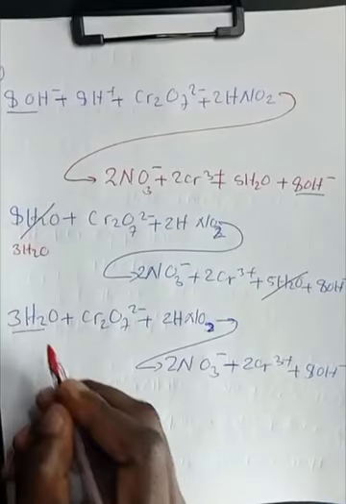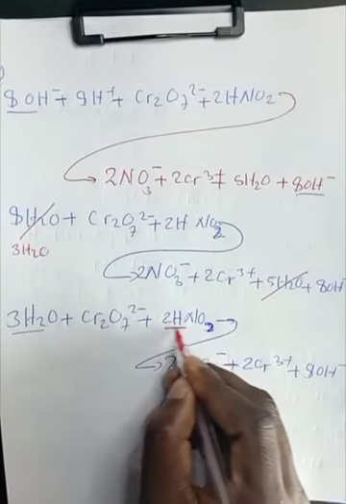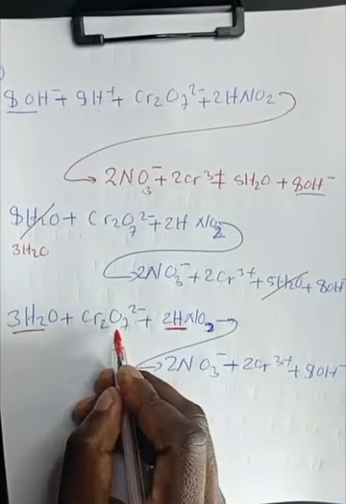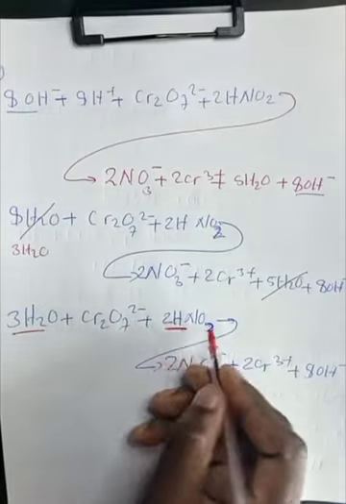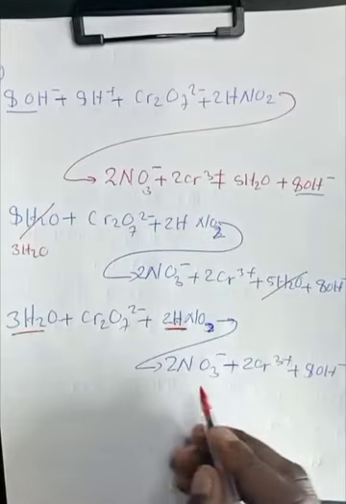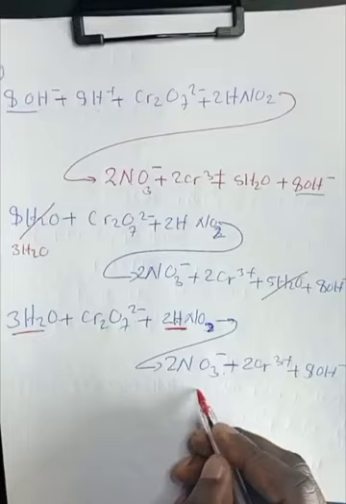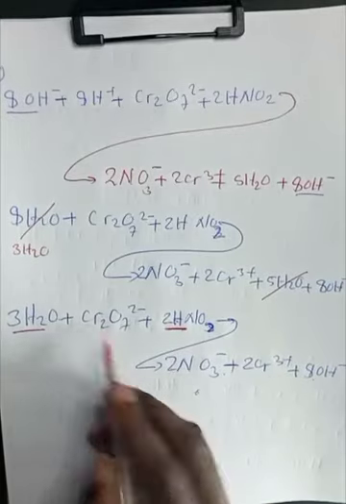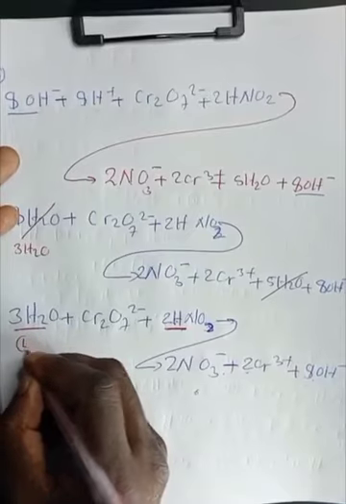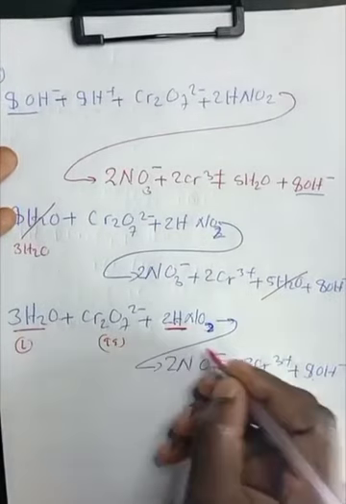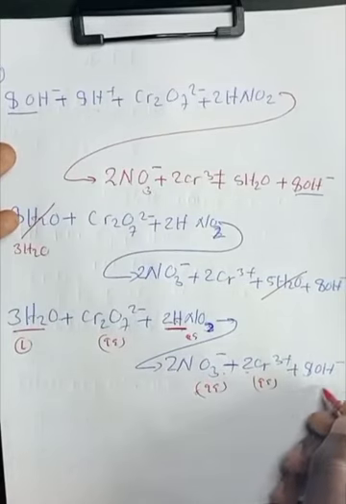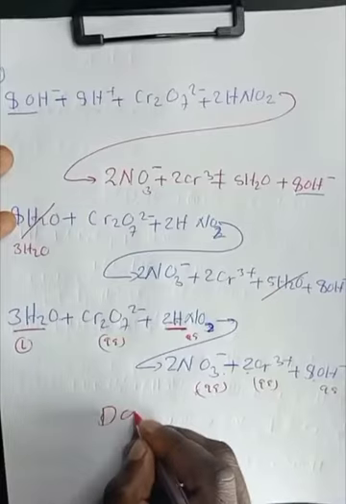So we check, we have 3 hydrogen here plus 2. We have 6 hydrogen plus 2, we get 8. How many oxygen are here? This is 7. 7 plus 4, that is 11. 11 plus 3, that is 14. How many are here? We have 2 times 3 is 6. 6 plus 8, 14, balanced. We have 2 chromium, also 2 chromium here. So everything is okay. So just put state symbols. This is liquid. This is aqueous. This is also aqueous, and then aqueous, meaning we are done.